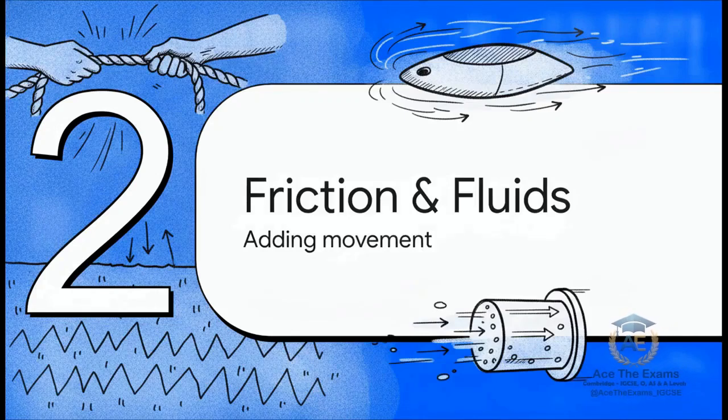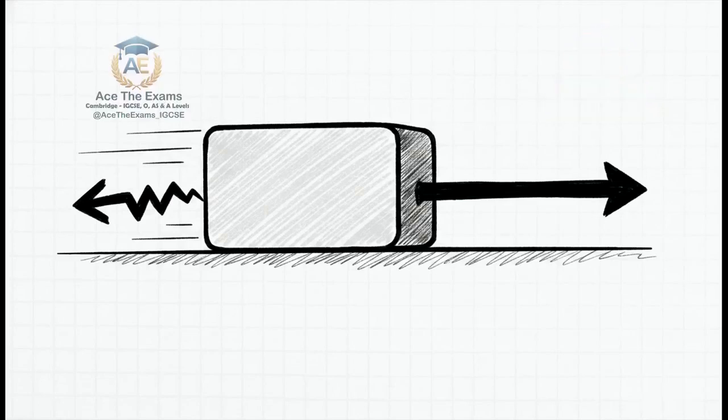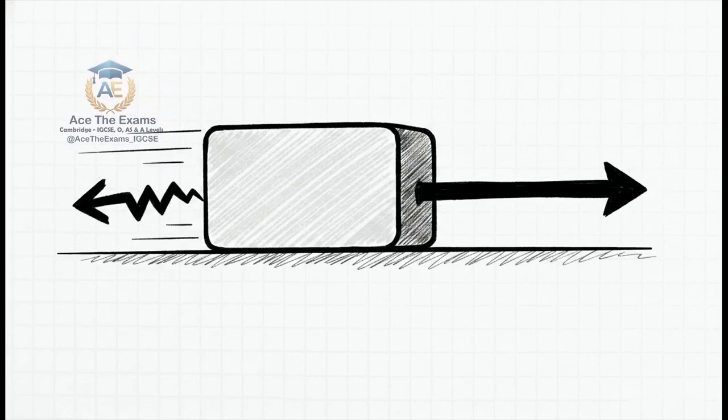Moving right along to part two, friction, drag, and fluids. So once an object actually tries to move, friction steps into the ring. Frictional force always acts in the opposite direction to the relative motion of the objects. It's kind of like the ultimate contrarian, right? Whatever direction you want to go, it wants to pull you the other way.